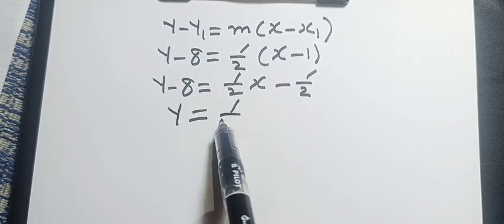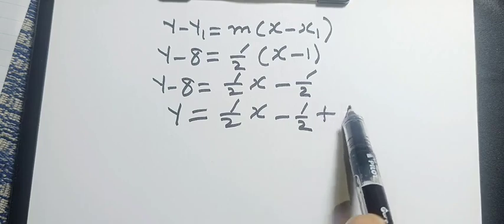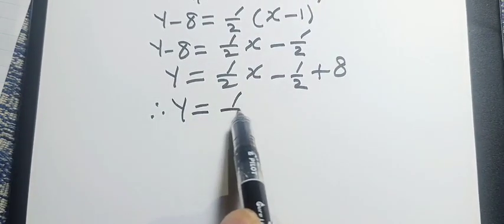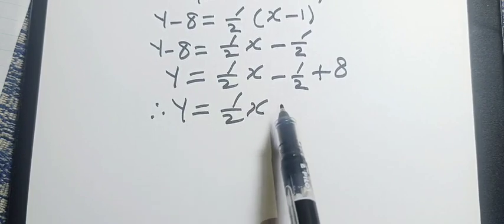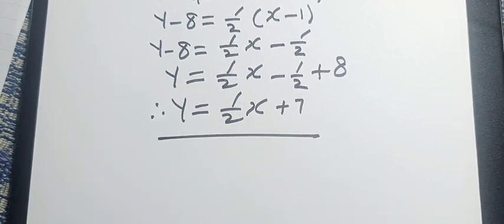Therefore, y is equal to 1 over 2x, minus 1, plus 8. Using the calculator, the answer is going to be y equals 1 over 2x plus 7. So this is my final answer.